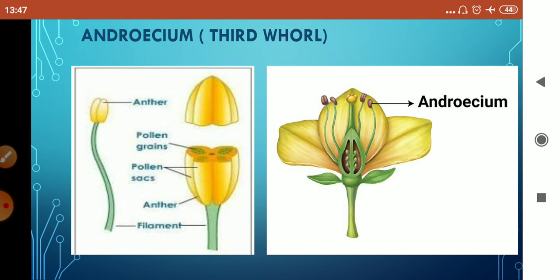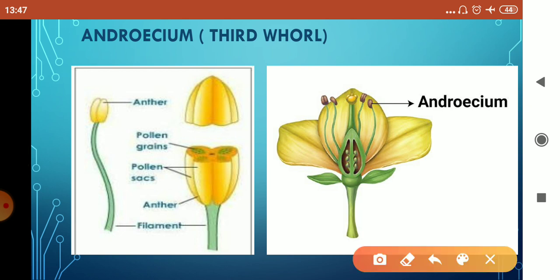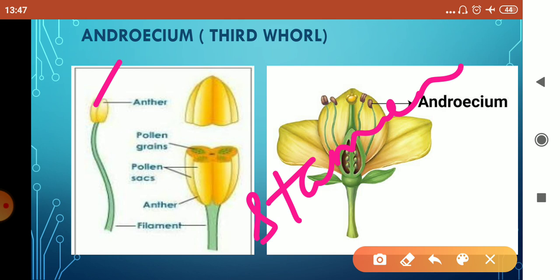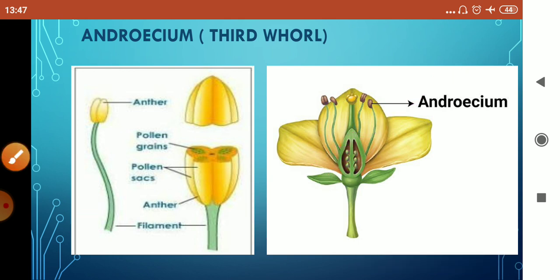I hope this third whorl is clear. I am repeating it again. Androecium is the third and the male reproductive whorl of the flower, and the unit of androecium is called a stamen. Stamen has two parts, the upper anther lobe and the lower filament. I hope it is clear to you all now.